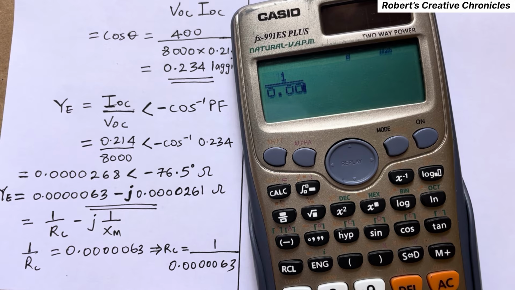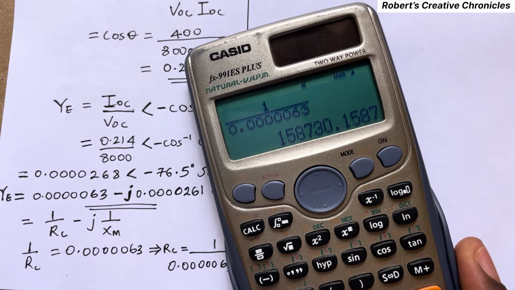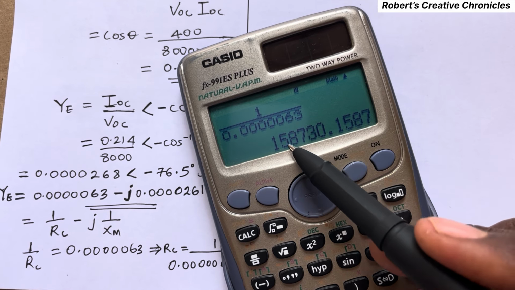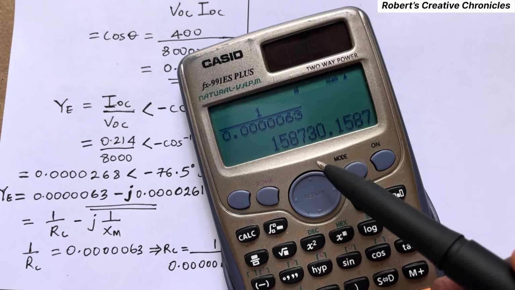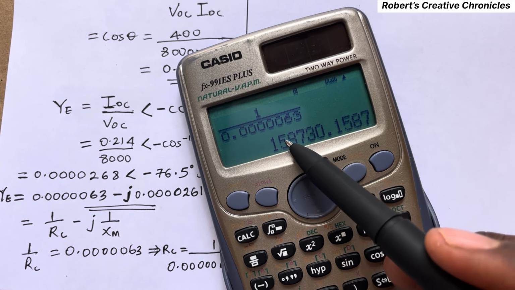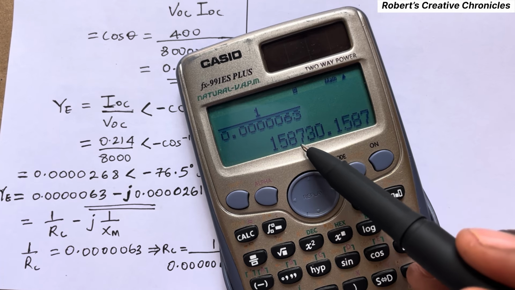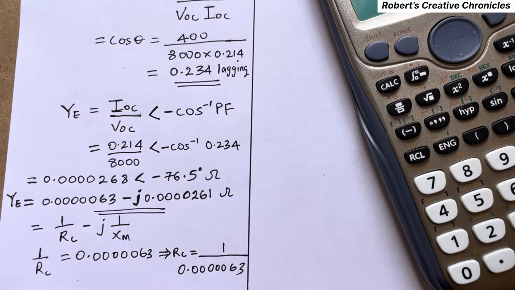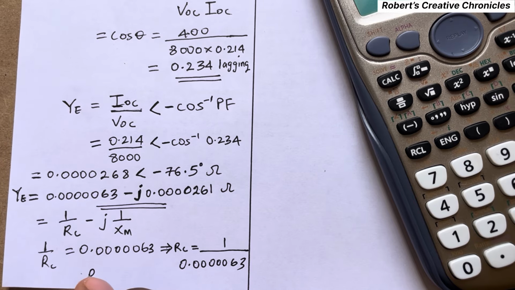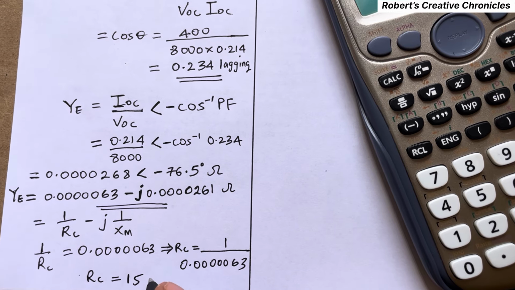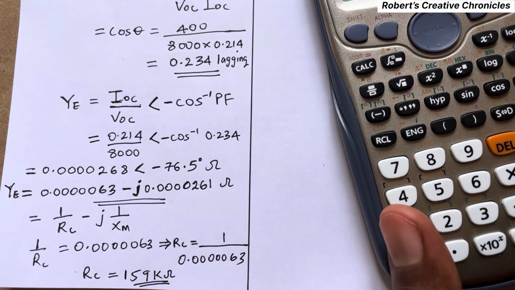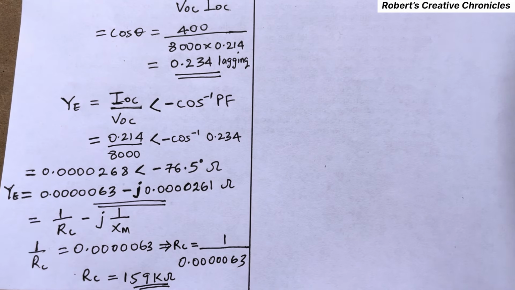0.00000630 is 158730. So we can express this in kilo ohm. If you convert this number to kilo, that is, you divide by 1000, we will get 158.730, and if we approximate it, it is 159 kilo ohm. So RC is 159 kilo ohm.